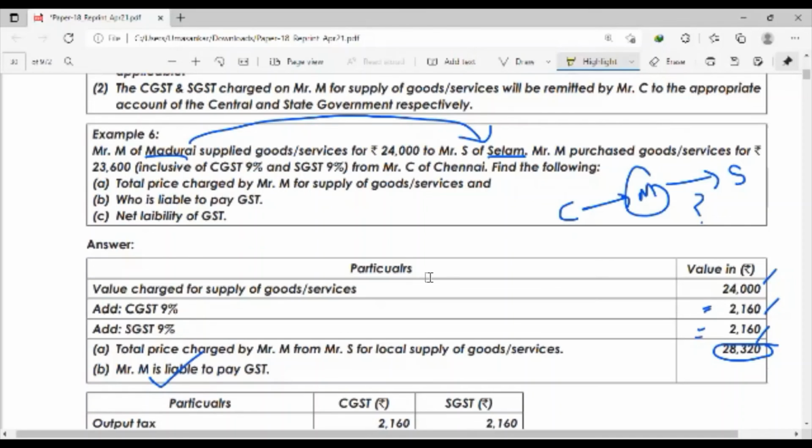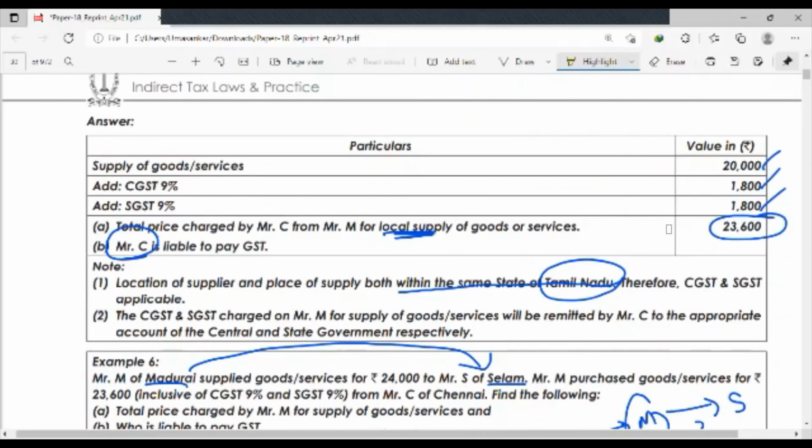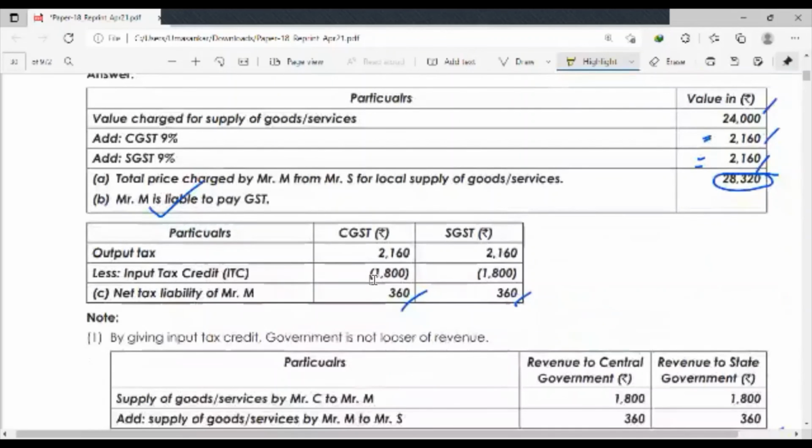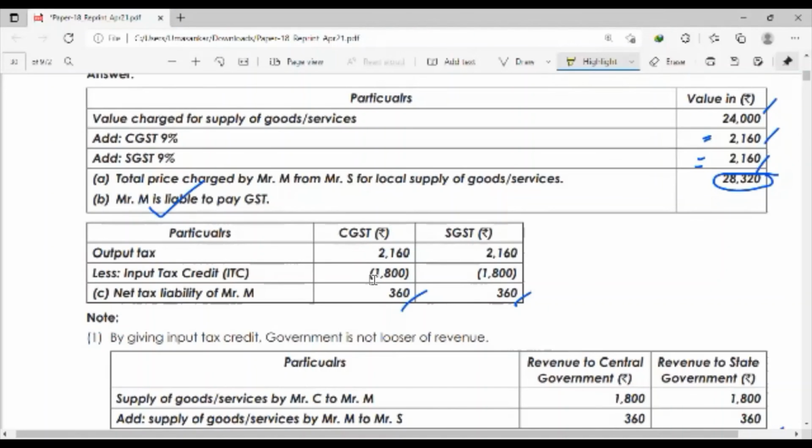We have already done part A and part B. Now we go to part C: what is the net liability of GST for Mr. M? How much amount? You might be thinking 2,160 and 2,160. No, because when M purchased the goods from Mr. C, he has already paid some amount, no? In the above example, how much? 1,800 and 1,800. So we can take the ITC, the input tax credit, and set it off. From 2,160, we reduce 1,800. The net liability will be only 360 CGST and 360 SGST. So we need to pay only 360 and 360.